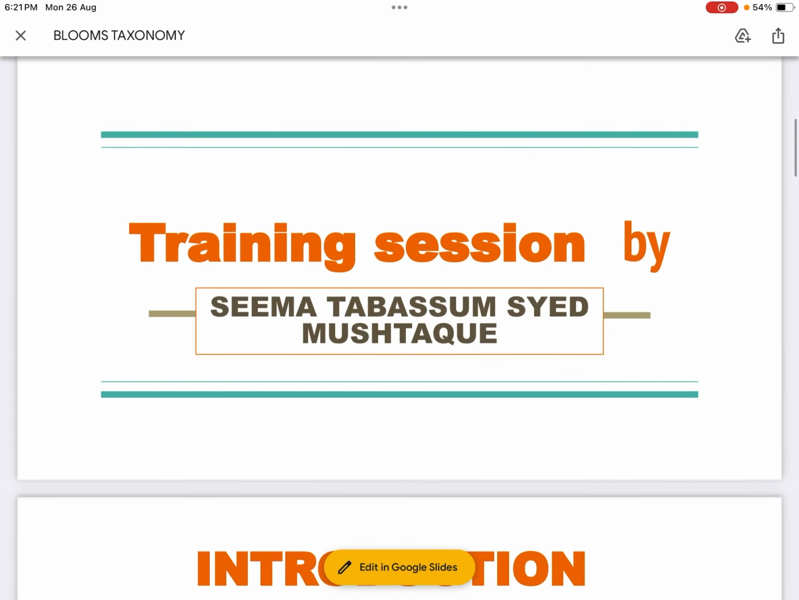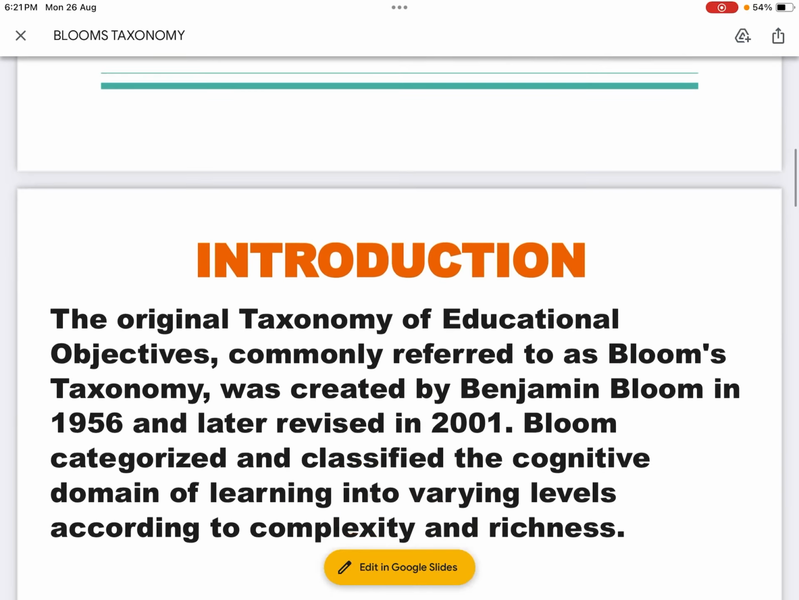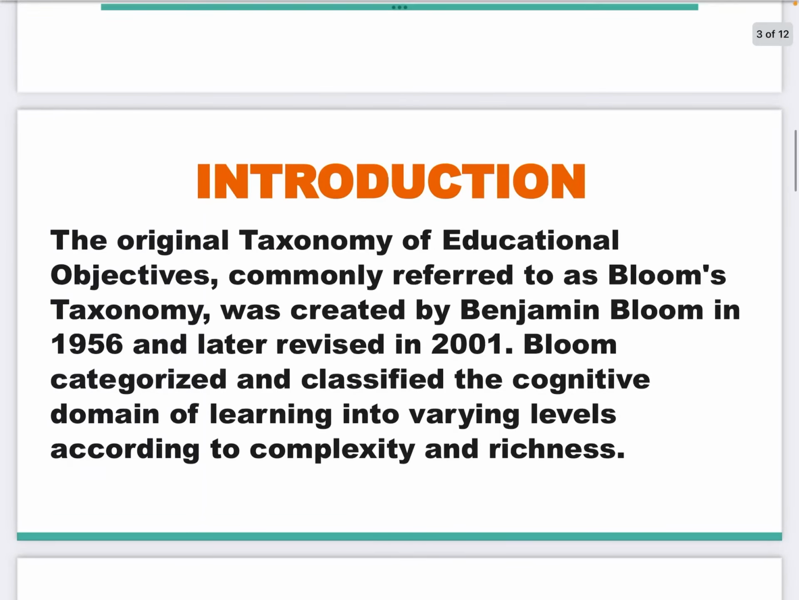Okay, let's talk about the introduction to Bloom's taxonomy. Actually, Bloom's taxonomy was originally created by Benjamin Bloom in 1956, and later he revised it in 2001. Now, what actually is this Bloom's taxonomy?